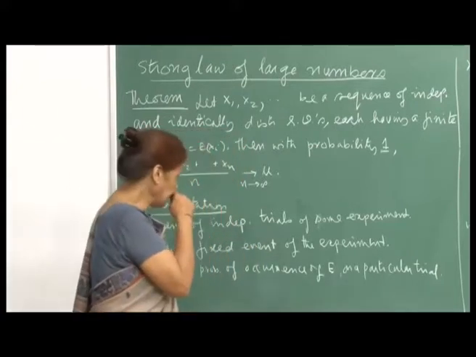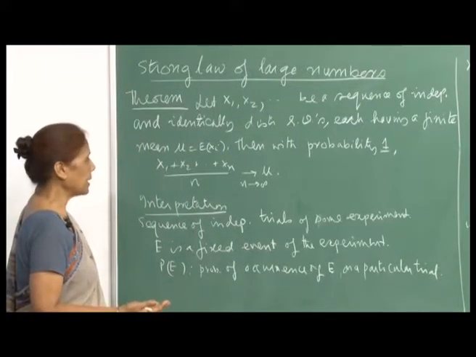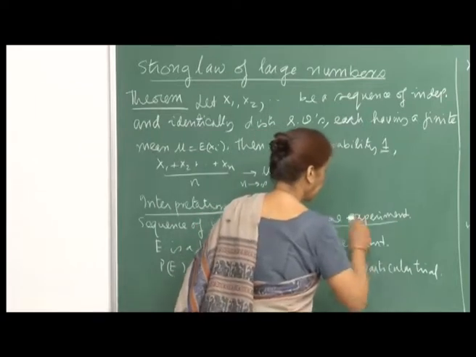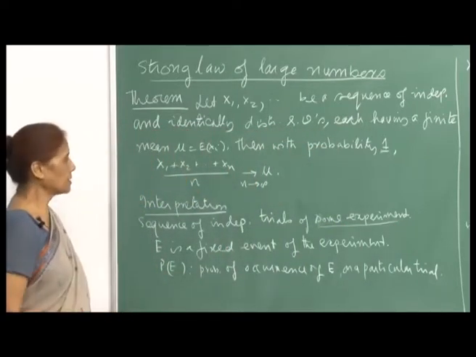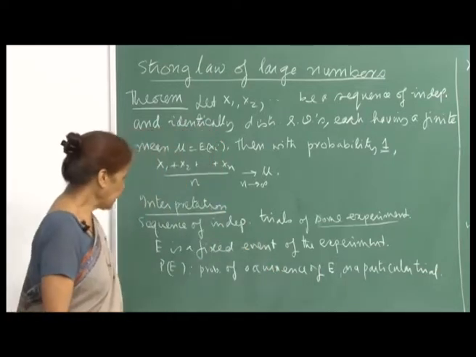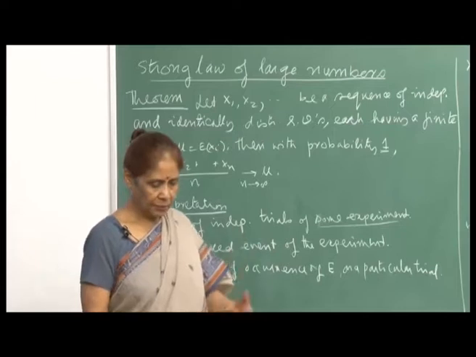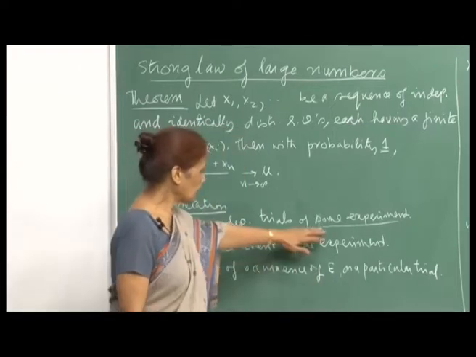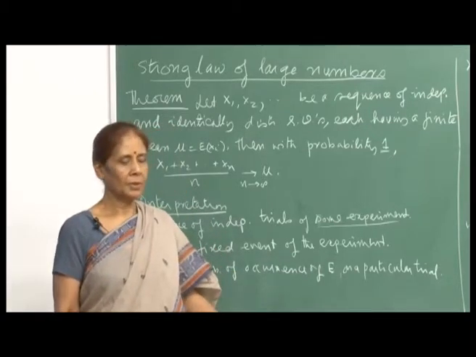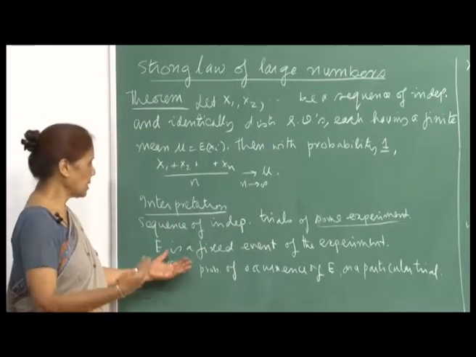What we are saying is that if you conduct a sequence of independent trials of some experiment E, for example, tossing 2 coins, you go on doing that, and E is a fixed event of the experiment. You just decide on one of the events that can occur when you are conducting this experiment. Say, for example, you are tossing 2 coins and you want 2 heads to appear 3 times, one after another. Suppose E is that event.